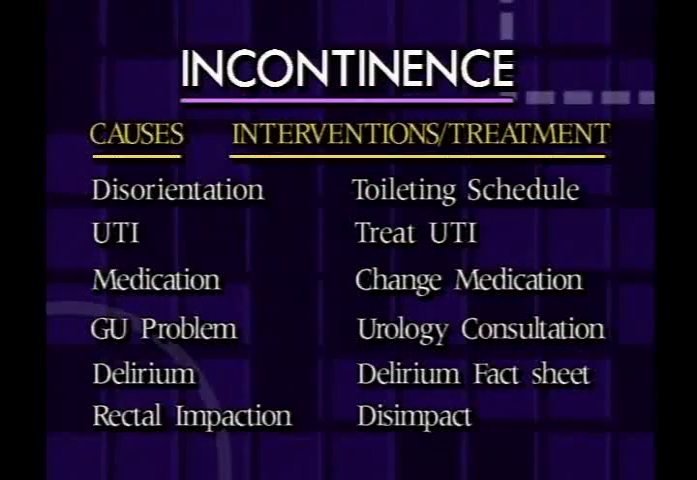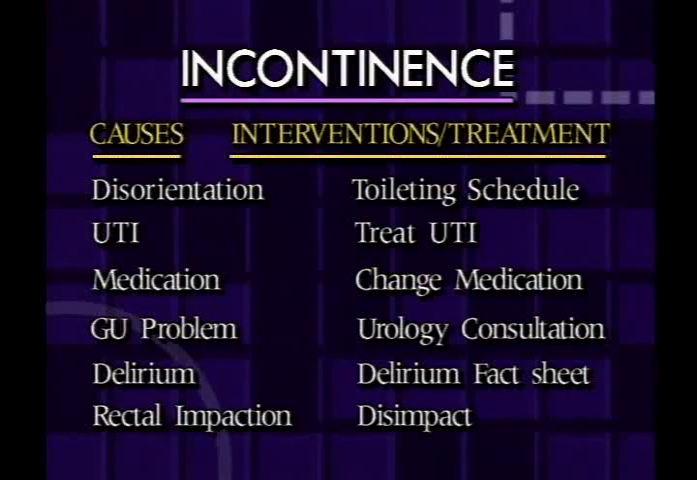Incontinence can be a very distressing symptom in patients with dementia. Most patients, as they progress into the middle stages of their disease, develop some type of incontinence. Why do Alzheimer patients become incontinent? Well, first of all, they can be disoriented. They may forget where the toilet is. So even though they know they need to go to the bathroom, they can't find it.